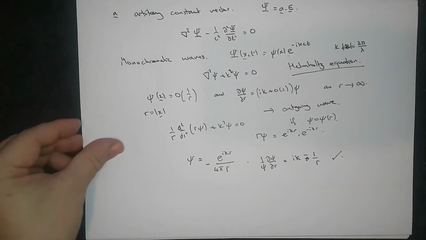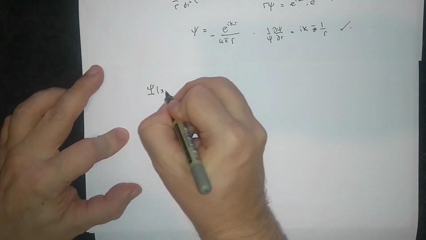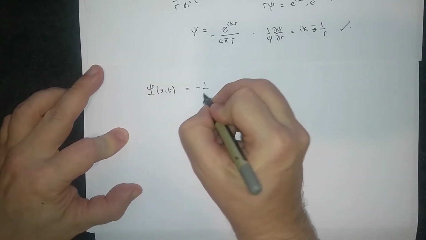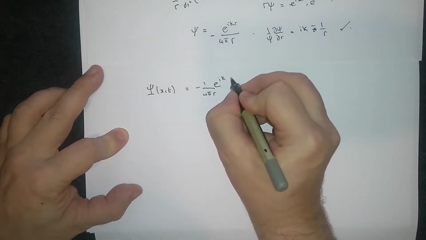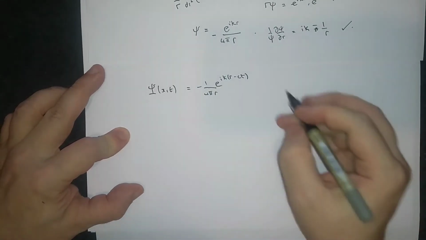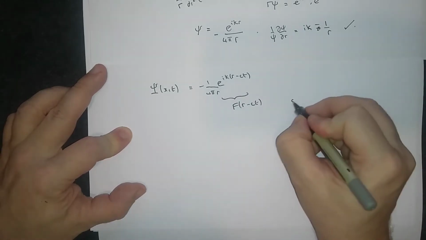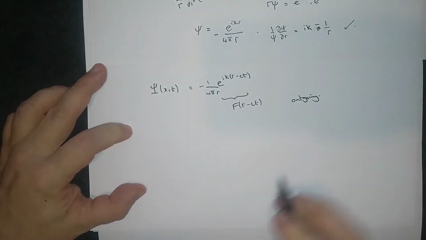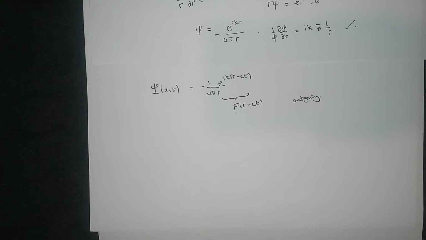To show this wave is outgoing, if we put back the dependence on time, so psi of x and t, then is minus 1 over 4 pi r e to the ik(r minus ct). And because that bit is some function of r minus ct, that means it's outgoing. If you imagine f to be sharply peaked at the origin, then as t increases, you need r to increase as well to get the sharp peak. So it moves outwards and it decreases in magnitude, like 1 over r.